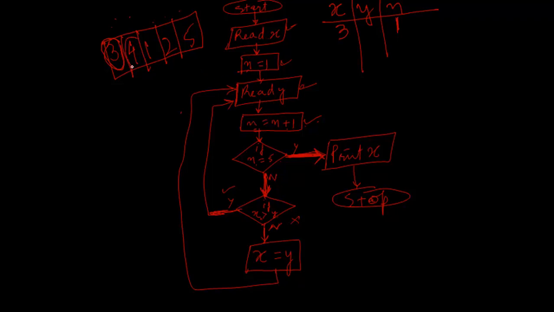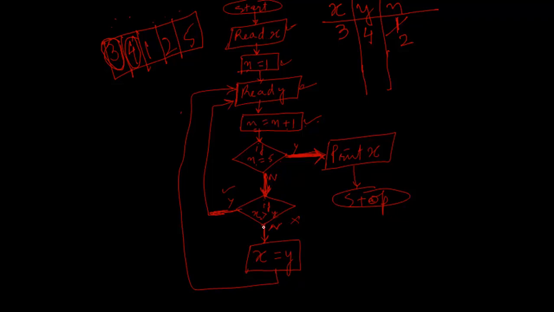Okay. Read y. So this 4 is to be read and it will be assigned to this y. That means read a number and assign it to y. Read a number which is whichever is given by user and assign it to y. So n is equal to n plus 1. This n will become 2. We will increment n by 1. This n becomes 2. Now if n is equal to 5, this is not equal to 5 right now, so it will go to this no if x is greater than y.